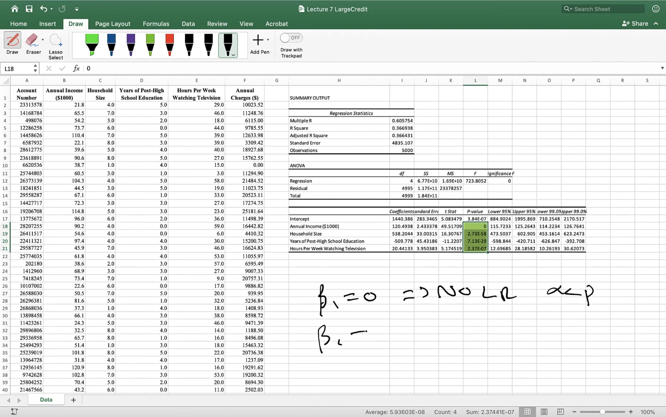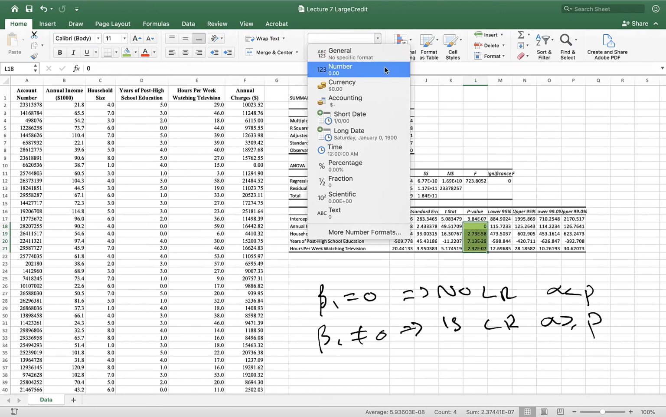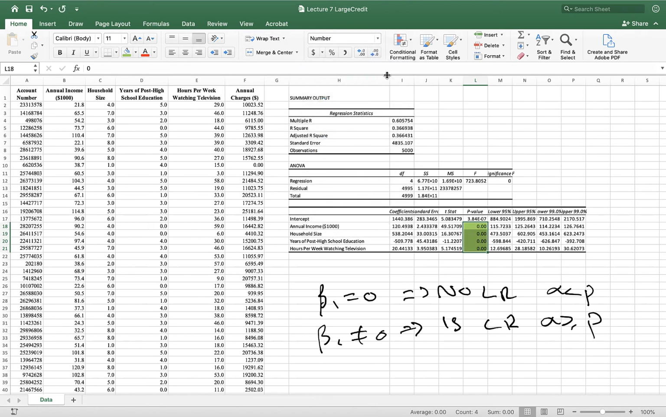And when the slope does not equal 0, that implies that there is a linear relationship, and that happens when alpha is greater than or equal to the p-value. So if we look at these in here, I think you'd agree that they're all very small numbers, okay? And again, if you're not sure how you do that, just go to the format, change the format to number, and you can see they're all approximately 0. You can add a few more decimal places by moving up here.